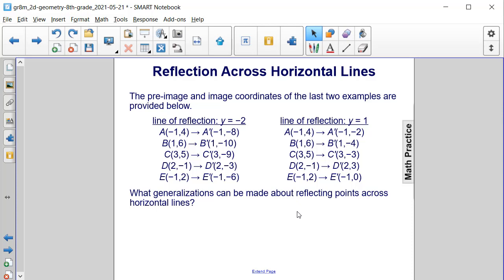What generalizations can be made about reflecting points across horizontal lines? Take a moment to think about it by pausing the video, and when you're done thinking about it, unpause it.